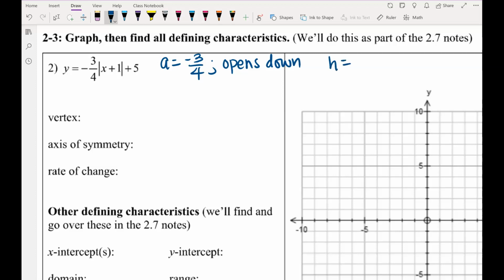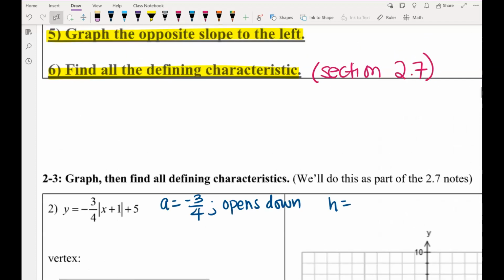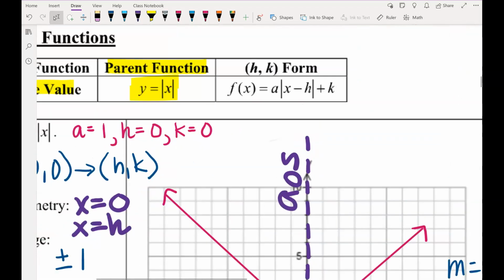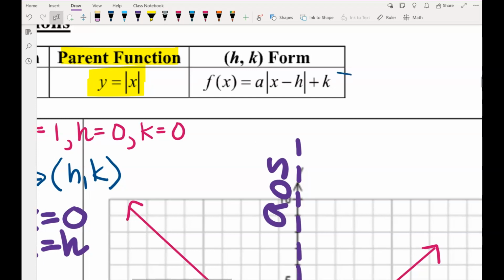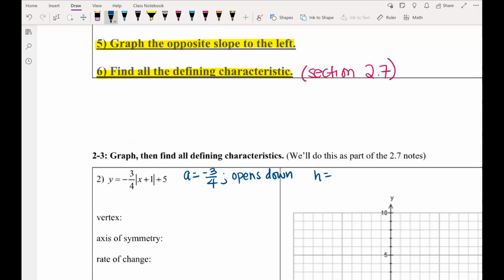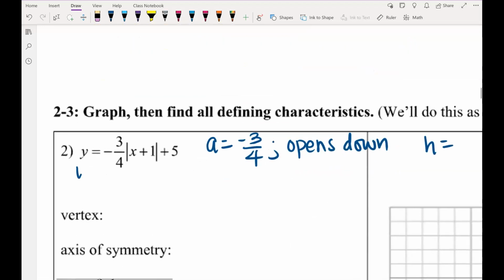What's the h value? This is tricky. Can you guys remember? Can you guys see our h, k formula? It's always a times x minus h and then plus k. I'm going to write that back down here. So if we have y equals a times x minus something plus k.